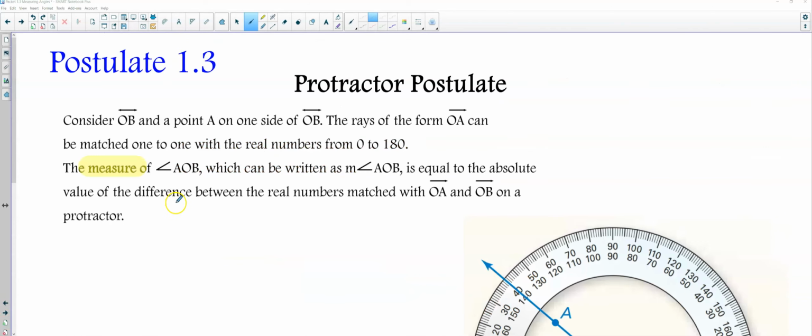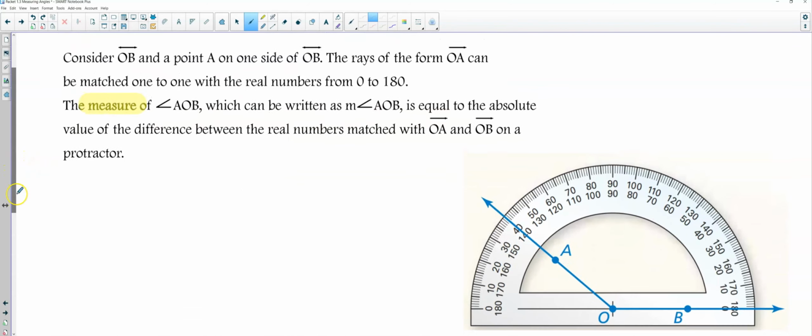The next thing we want to know is how we measure angles, right? Basically, we're going to go over the protractor postulate. Right here, what you see is a protractor. This is a tool that we use to measure angles. Notice the protractor has an outer scale that goes from 0 to 180 degrees, and then an inner scale that goes from 180 to 0.